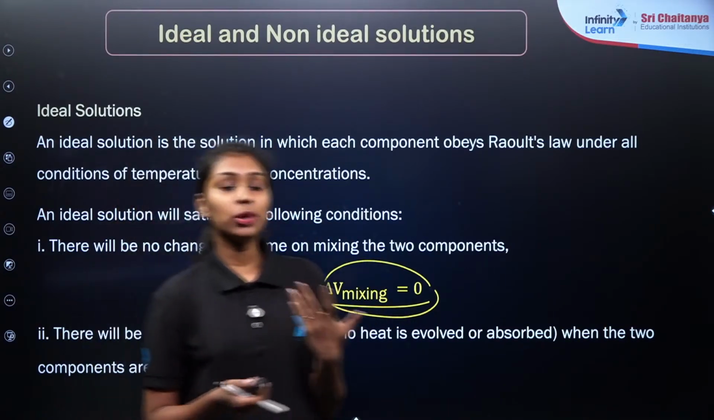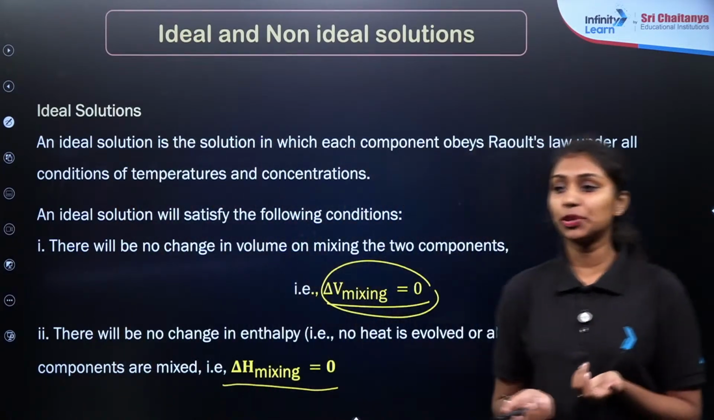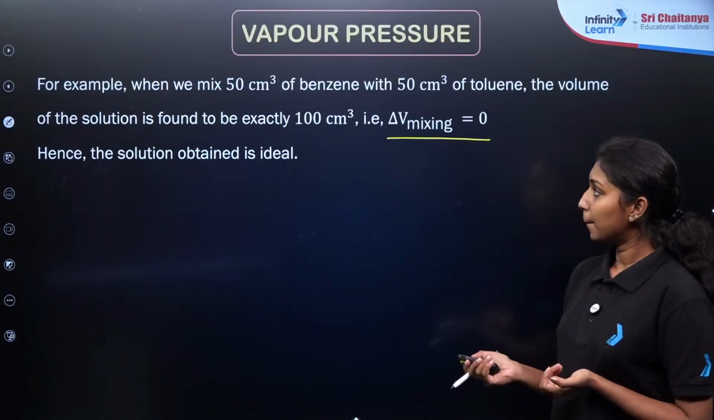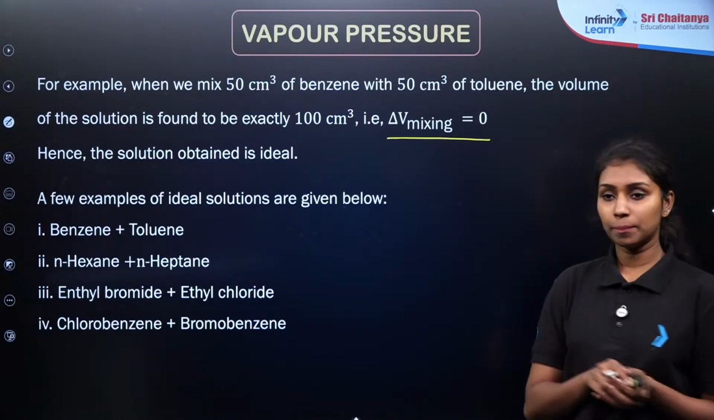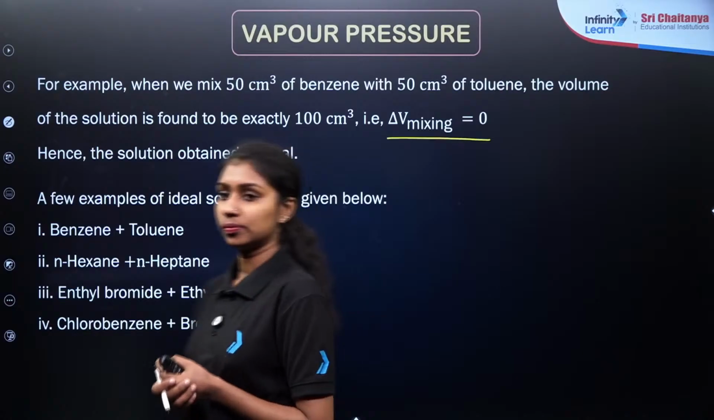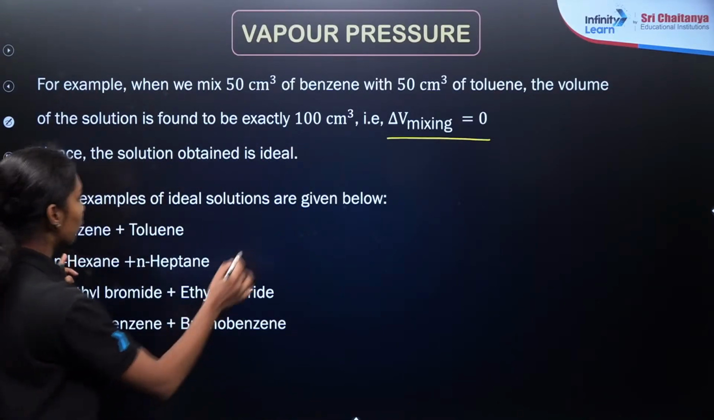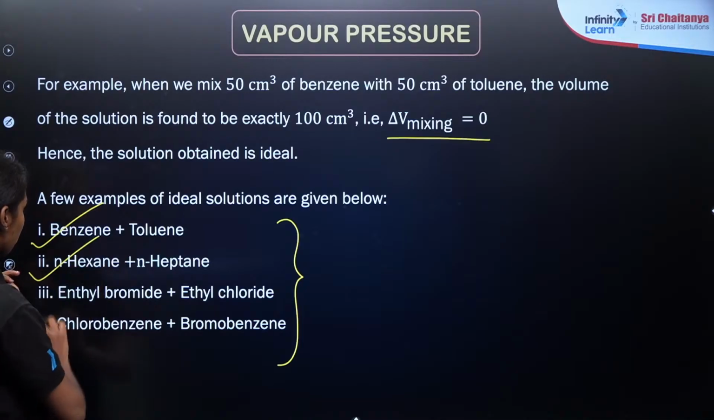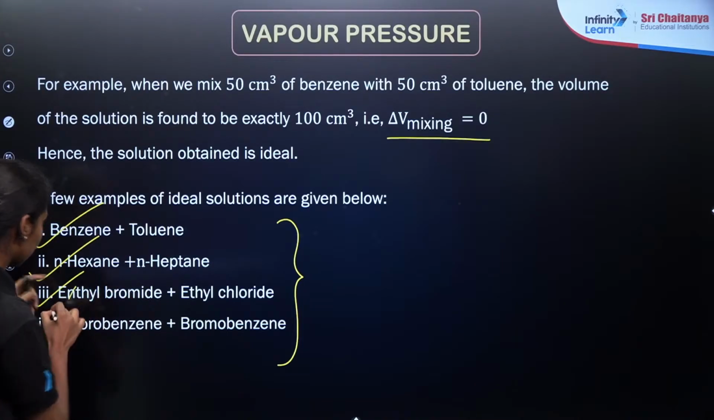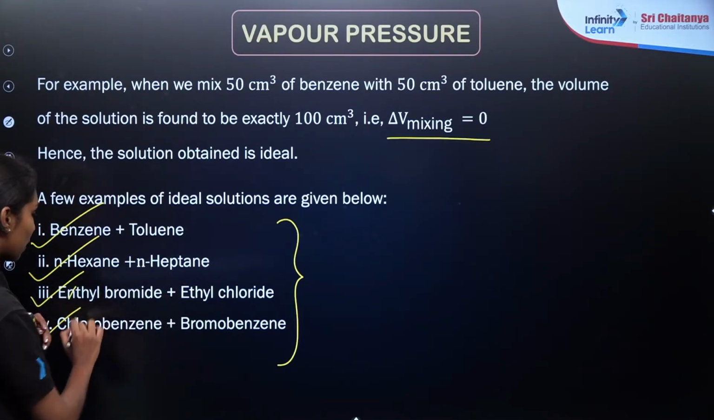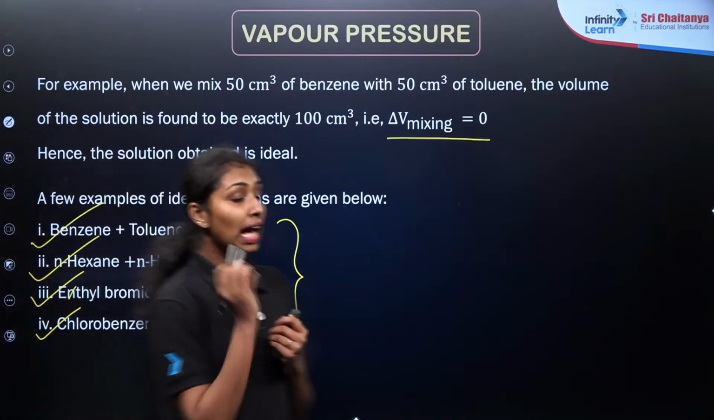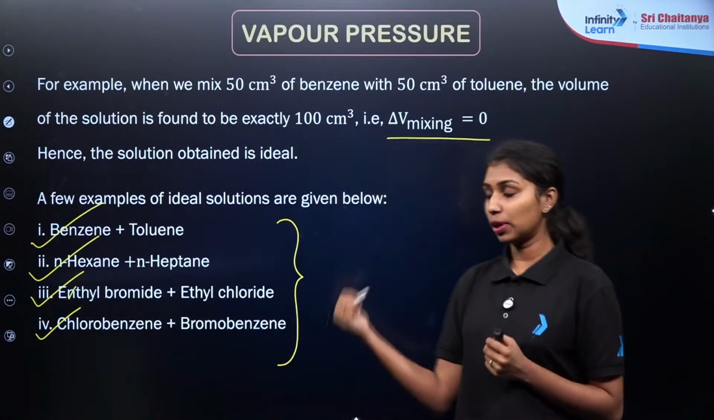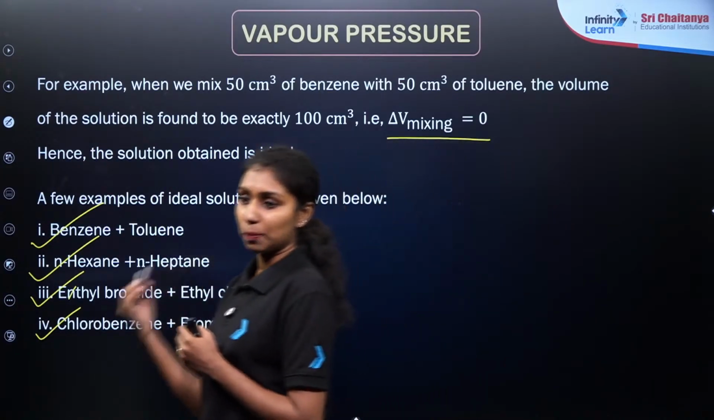Yes. Now what about non-ideal solutions? What will be the condition for the non-ideal solutions? These are the examples given in your NCERT, just refer to this. Benzene plus toluene, hexane plus heptane, ethyl bromide plus ethyl chloride, chlorobenzene plus bromobenzene are the examples of ideal solutions. So this is very important. Examples are very important in case of JEE Main memory based questions.